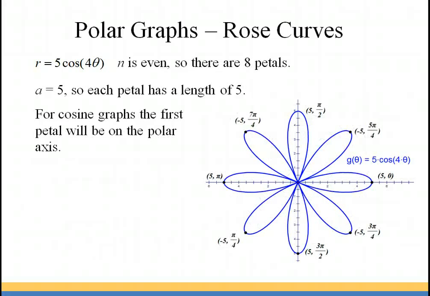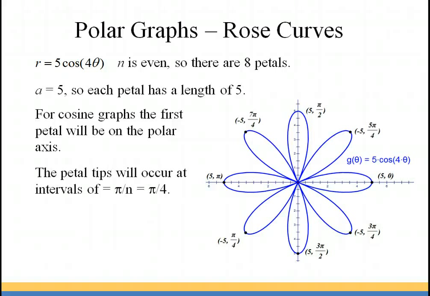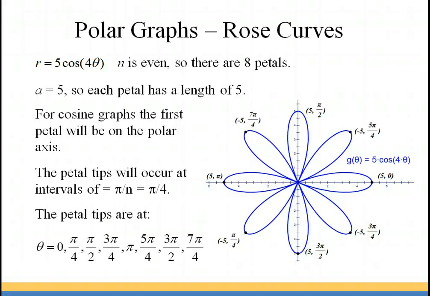The next one is 5 cosine 4 theta. N is even, so there are 8 petal tips. A is still 5, so that's the length of our petals. And this is a cosine graph, so your first petal tip is going to be on the polar axis at 0. And then we need to figure out where the next petal tip will occur. So we're just going to continually add pi over 4 to the previous petal tip until we get, in this case, 8 petals. Now remember, these are alternating positive and negative R values, so look and see where you need to plot them.